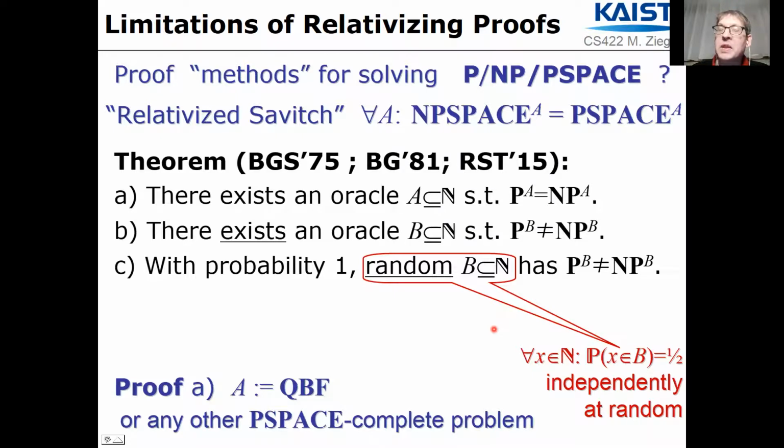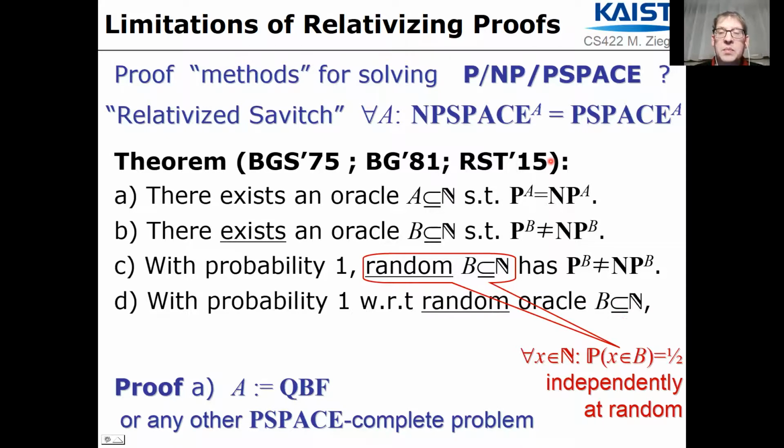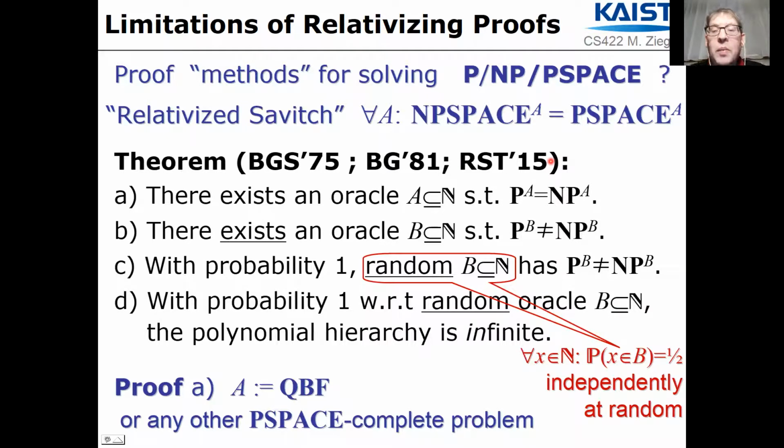So this item C is due to Bennett and Gill, 1981, but this is like 40 years ago. And rather recently, like 6 years ago, Rossmann and others have proven a considerable strengthening of item C, namely that the polynomial hierarchy is infinite with respect to random oracle.